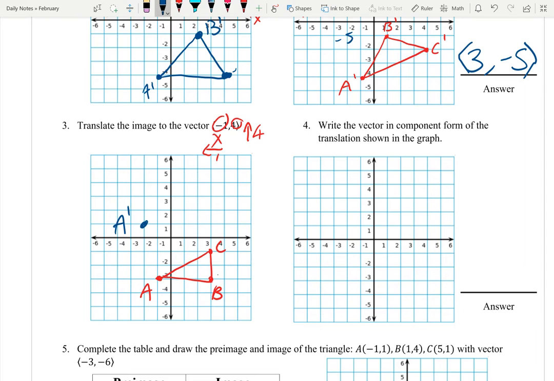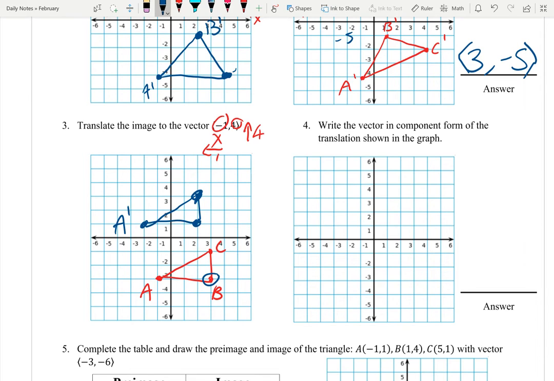And we'll do it for B as well. For B, we'll have to go left 1 and then up 4. 1, 2, 3, 4. That puts us there. And for C, go left 1 and up 1, 2, 3, 4. That puts us there.